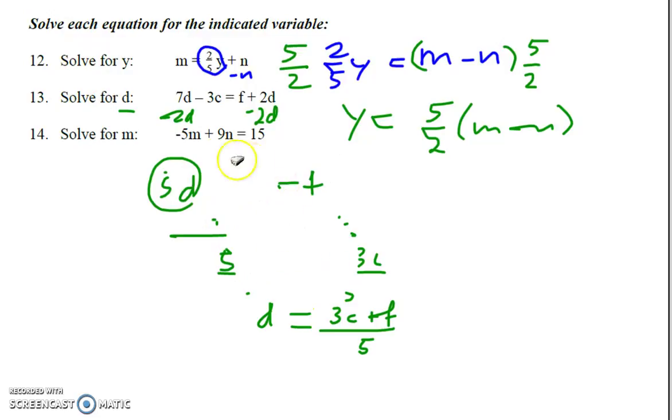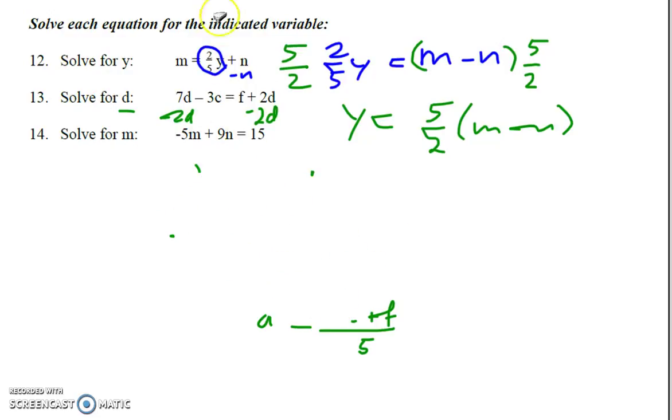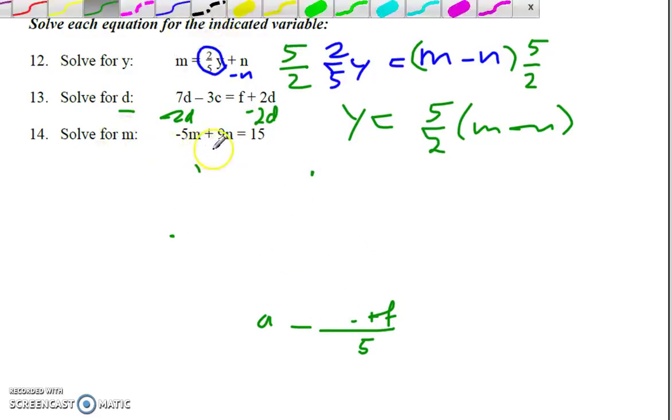Alright, then what do we have? We're solving for m, so subtract 9n from each side, then divide by 5. M is 15 minus 9n over -5.